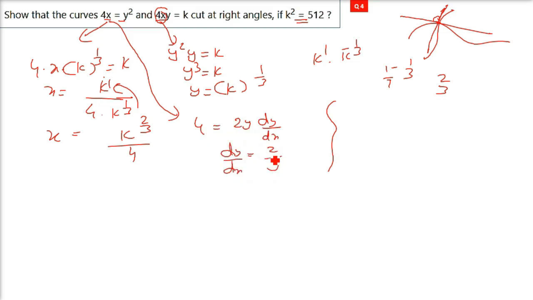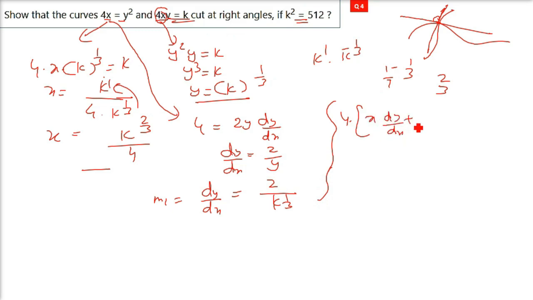So you can just cancel 2. Okay, so you get 2y dy by dx. Now put x as the value which we have found and y as the value we have found, which was actually k^(1/3). So this is m2. Also, I'm now differentiating 4xy equals k. So 4x dy by dx plus y is equal to, right hand side is 0. Okay, now you can do this.